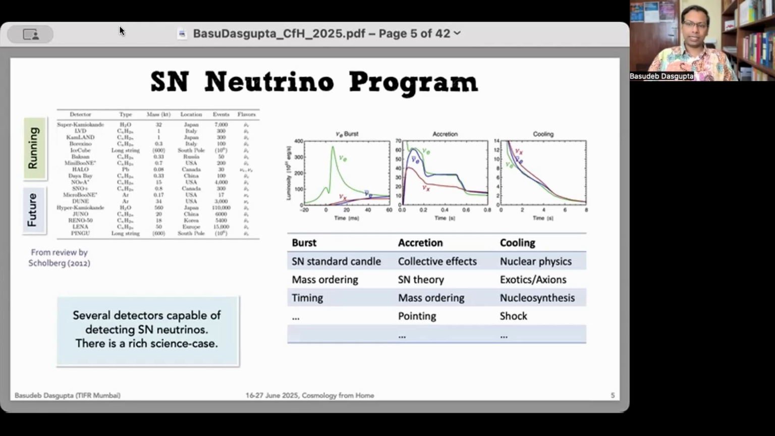And then later, at around 10 seconds or so, you become more sensitive to the nuclear physics of the stellar material, and many kinds of exotic physics, for example, axions, which, if they exist, would cool down the star and shorten the time over which this neutrino signal is seen. You're sensitive to nucleosynthesis, perhaps by looking at X-ray lines. And through neutrinos, you could be sensitive to how the shock moves through the star. So there are many things that one can do, and I'll walk you through some of them.